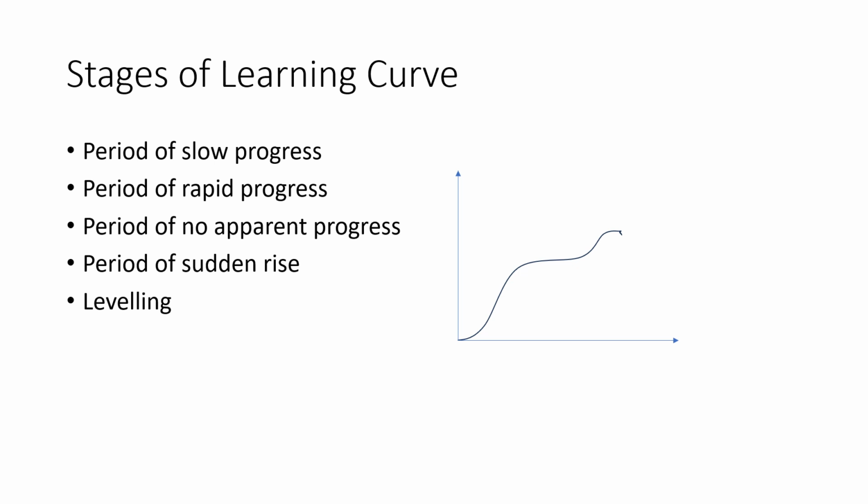Then towards the end, we can see that the learning slows down to an extent where there is no improvement, and this basically happens because of the physiological limit. Actually, this is called the physiological limit. So these are the 5 stages of the learning curve: period of slow progress, then period of rapid progress, no apparent progress, sudden rise, and leveling.